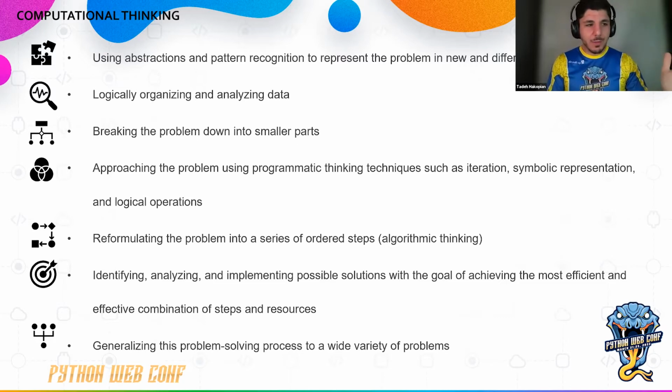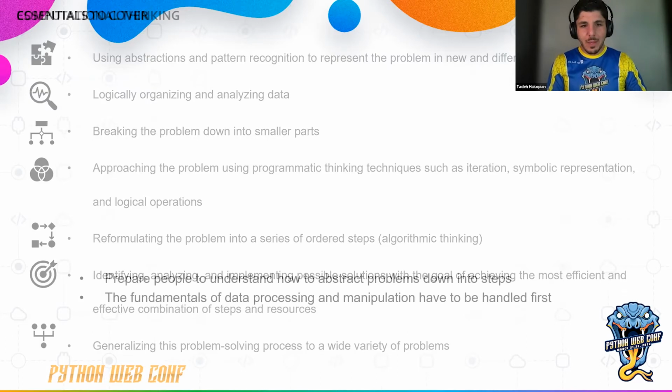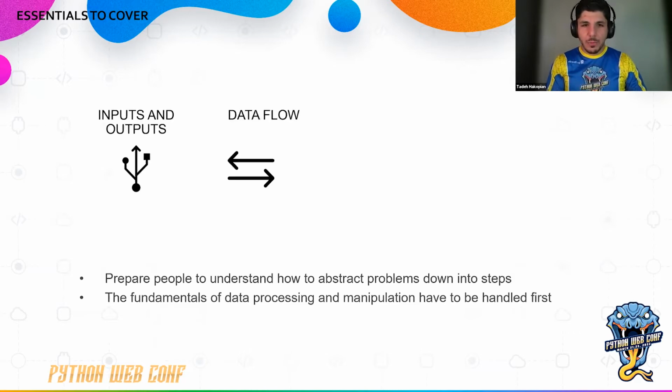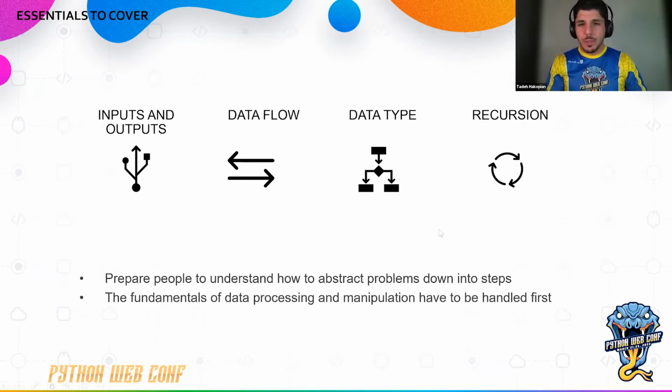This could be as simple as tying your shoes. You can break that down into smaller parts, from the shoe to the shoelace, the tip of your shoelace, the part where your foot goes in and all that stuff, to something as complicated as an entire coding system. And that's how you can prepare people to understand how to abstract problems. You want to break it down to inputs and outputs, data flow, data type, and recursion, so that you can break down all these steps into these essential parts, to help them filter through all the steps we talked about prior.